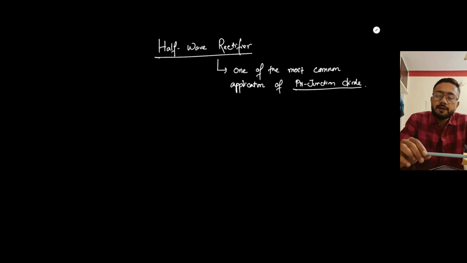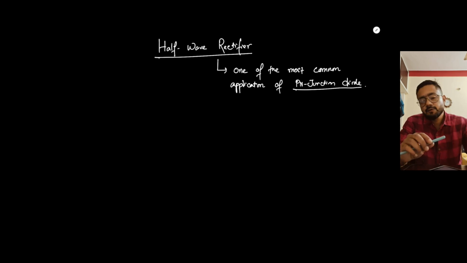So what is a rectifier? A rectifier is a device that converts AC to DC. There may be various applications of DC. For example, say you want to charge a battery. A battery basically works on DC, so you need to feed DC current to the battery in order to charge it.